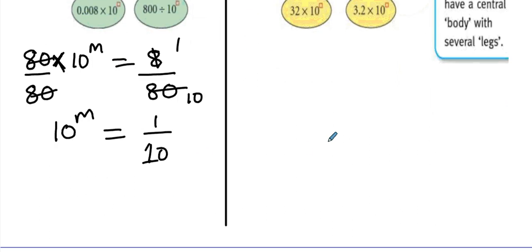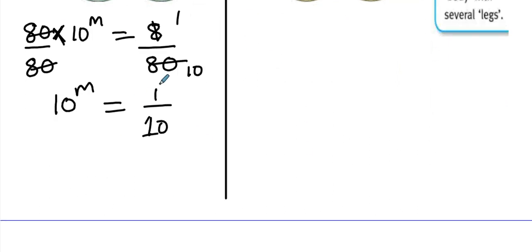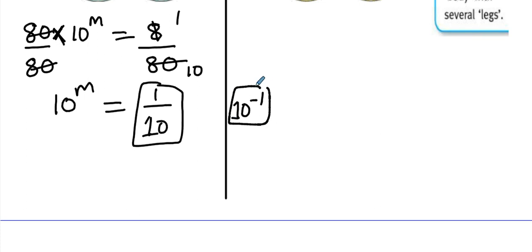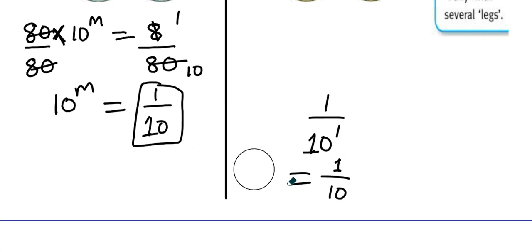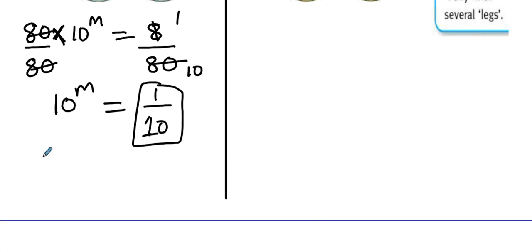Now, do you remember what we discussed? We said that, can you see this? This is a reciprocal of 10 to the power of negative 1. Remember what we said? If we have 10 to the power of negative 1, this is the same as 1 over 10 to the power of 1. But what is 10 power 1? The answer is 10. So 10 power negative 1 equals 1 over 10. See that? Okay, so in here, 10 to the power of m will be equal to 1 over 10.